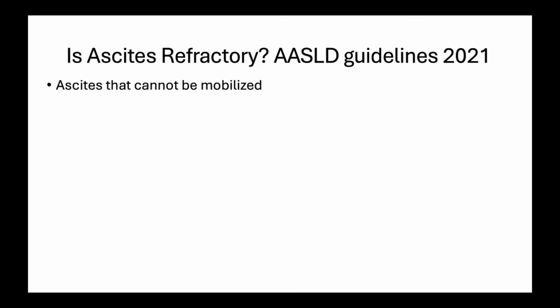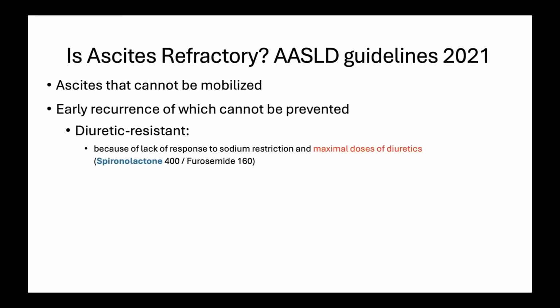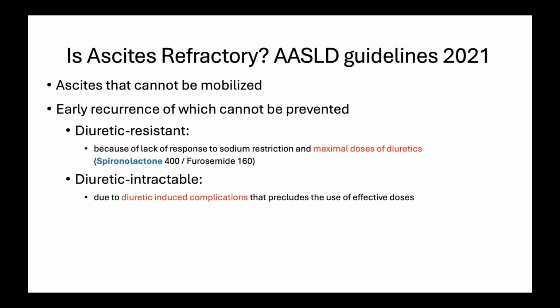And there is no question that ascites is refractory when it cannot be mobilized or its early recurrence cannot be prevented. These are the AASLD definitions. In diuretic resistance, patients do not respond to maximal doses of diuretics, which is spironolactone 400, furosemide 160. Other potassium-sparing agents are much less effective, like amiloride. And the most controversial issue is when ascites is intractable, when there are complications of diuretics that preclude the treatment of ascites.